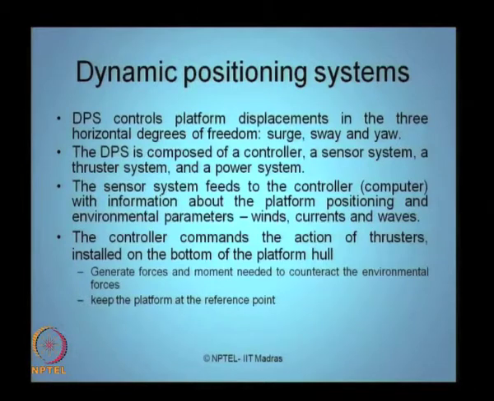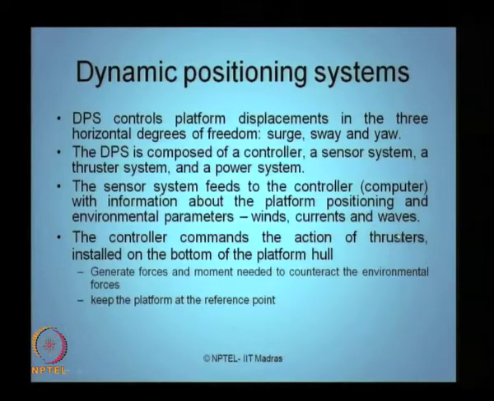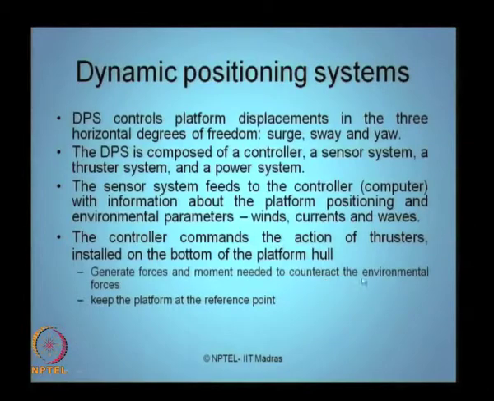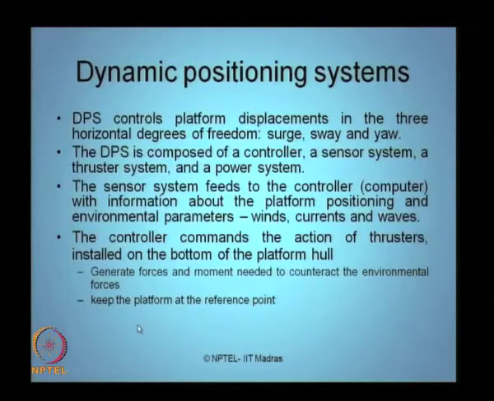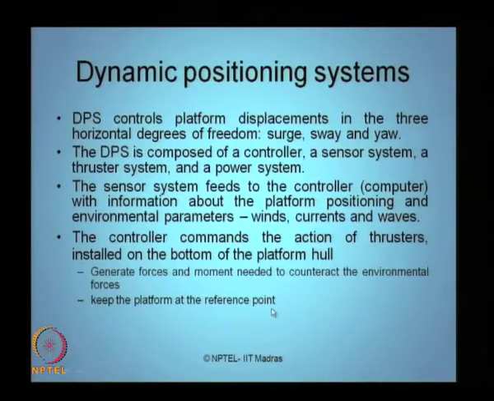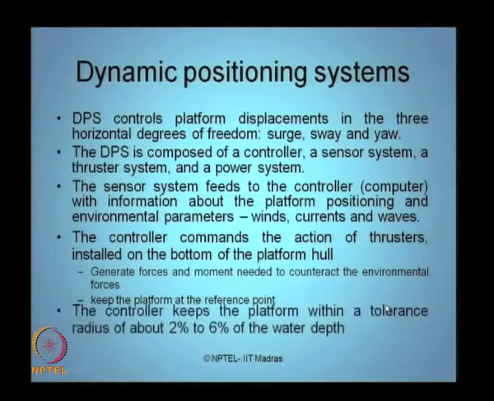You may wonder how the ship recognizes the environmental forces acting on the hull. Basically, the sensor system which is fixed will recognize the forces imposed by the wind, waves and current, and will activate the thrusters in the opposite direction to counteract the environmental forces acting on the ship. Therefore, these reversal forces will now keep the platform at the reference point or at the desired location.